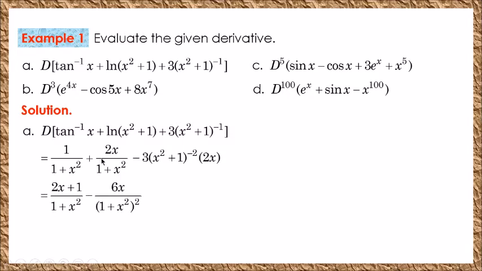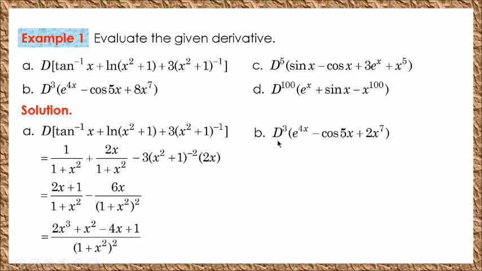Combining the first two terms, we have 2x plus 1 all over 1 plus x squared. Then minus 6x all over 1 plus x squared quantity squared. Combining these two fractions, we get 2x cubed plus x squared minus 4x plus 1 all over 1 plus x squared quantity squared. So this is the first derivative of the sum of these three functions.